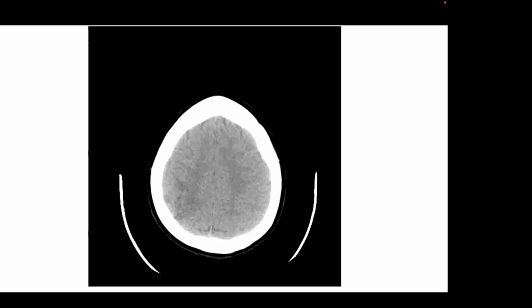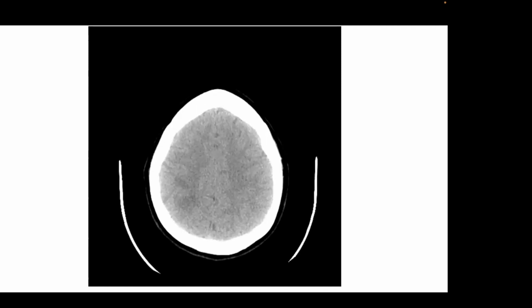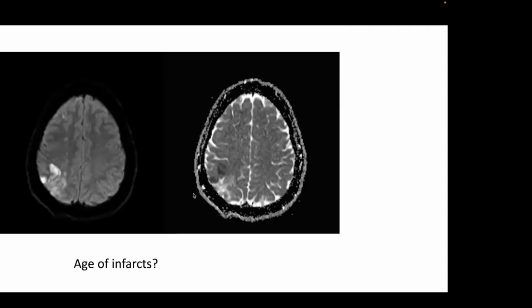So again, in terms of early findings of infarct, cortical involvement, subcortical involvement, she went on and had an MR scan. The MR scan looks like this. Here's the diffusion weighted study. And this is the ADC map.